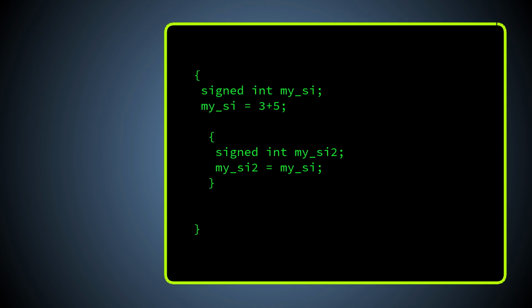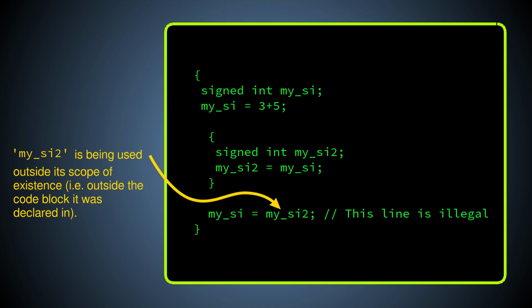One important feature of code blocks is that variables declared inside a block are only accessible to code inside that same block. For example, if we add a line after the nested block in our example like this, the computer will give us an error and won't compile it because the variable mySI2 was declared inside the previous block. After that block closed, the variable mySI2 is no longer visible to any code outside the block. We say the scope of the variable mySI2 is local to the block it was declared in.